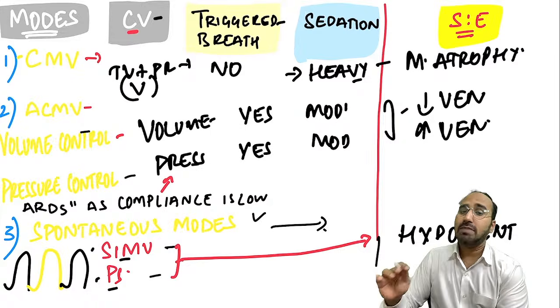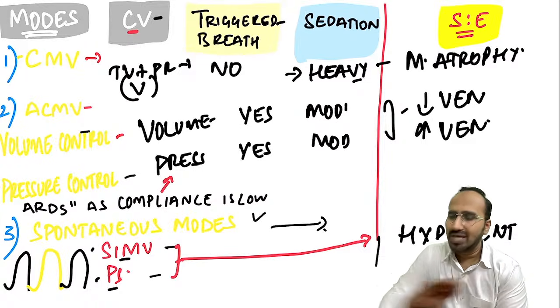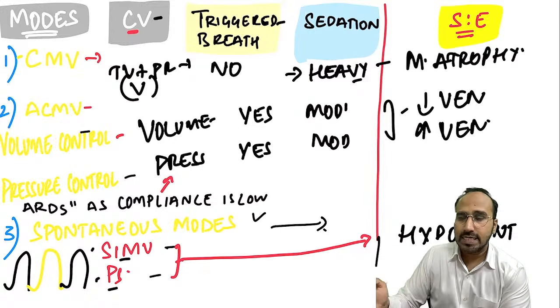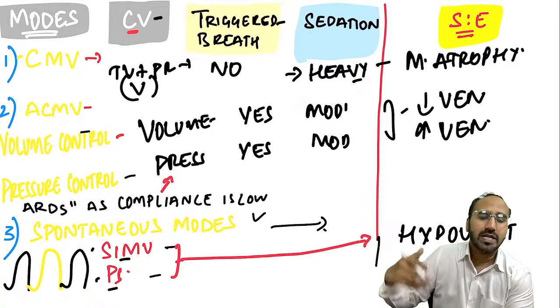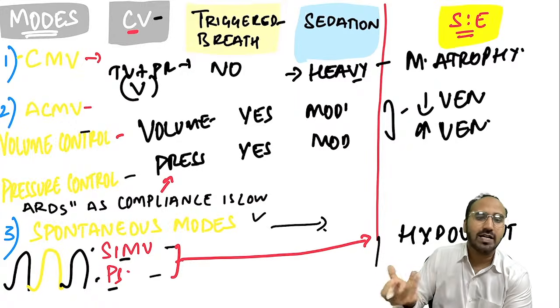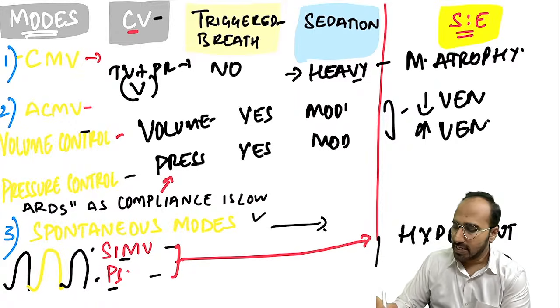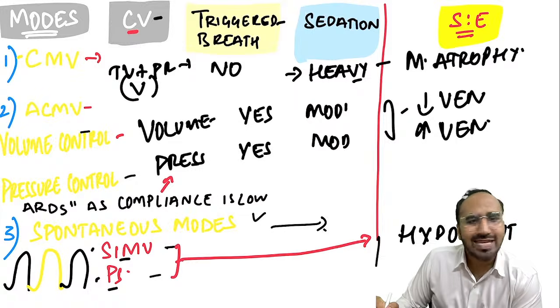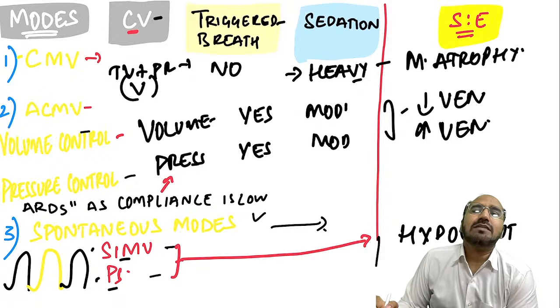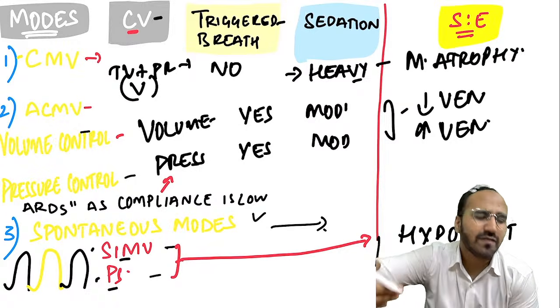So once again, guys, remember, CMV control is total on the ventilator. ACMV volume control means I am adjusting the volume, and the ventilator will adjust the pressure. Pressure control means I am adjusting the pressure, and the ventilator will adjust the volume. Now, in this ventilatory mode, you can add some PEEP to any mode of the ventilator. PEEP is nothing but adding an extra soldier to the ventilator.